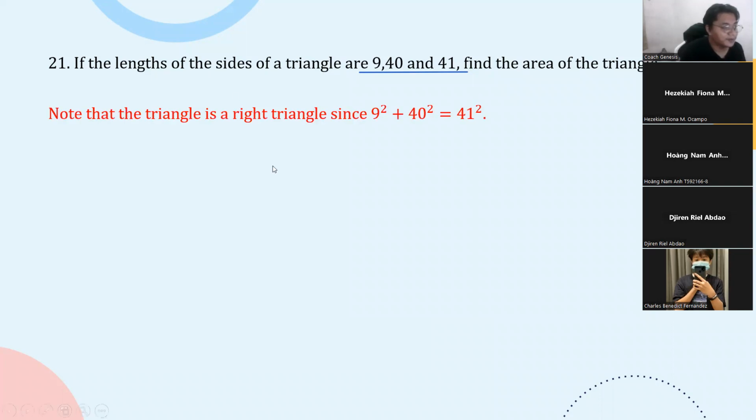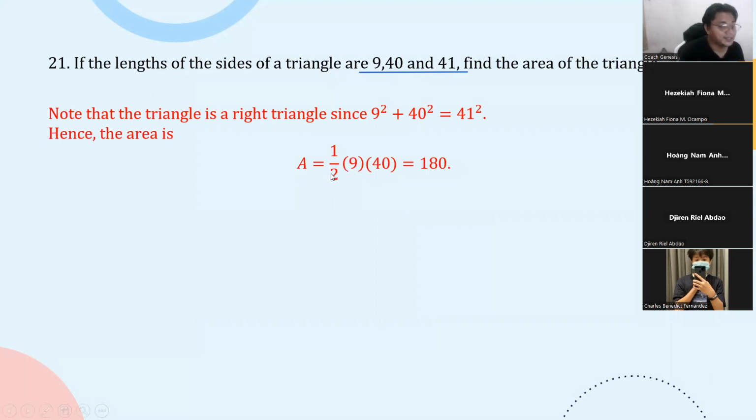However, note that the triangle is a right triangle. So it is a Pythagorean triple, since 9 squared plus 40 squared is equal to 41 squared. So that means in order to get the area of this right triangle, I just have to substitute 9 and 40 to the formula of the area.